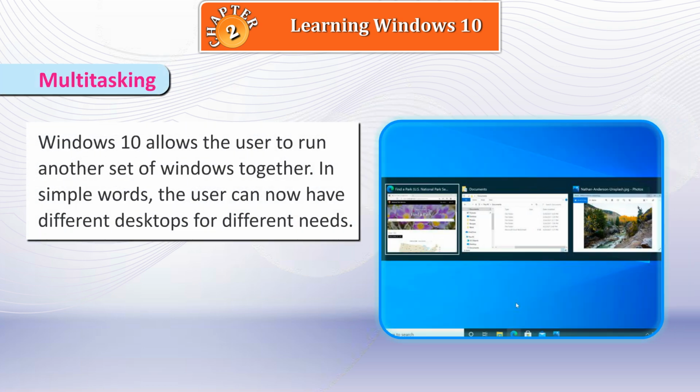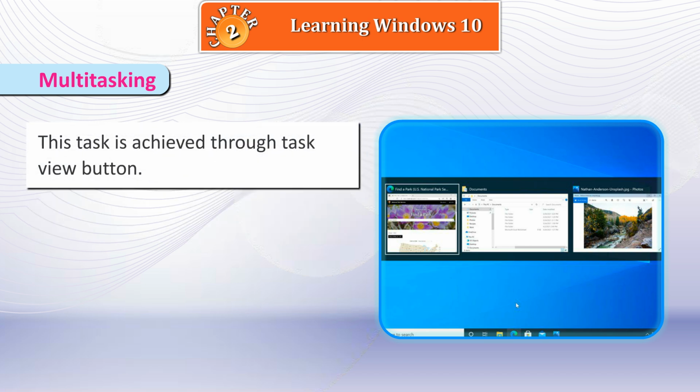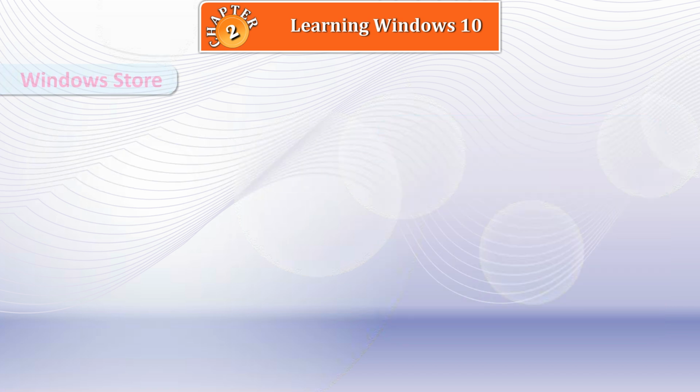Multitasking. Windows 10 allows the user to run another set of windows together. In simple words, the user can now have different desktops for different needs. This task is achieved through the Task View button.